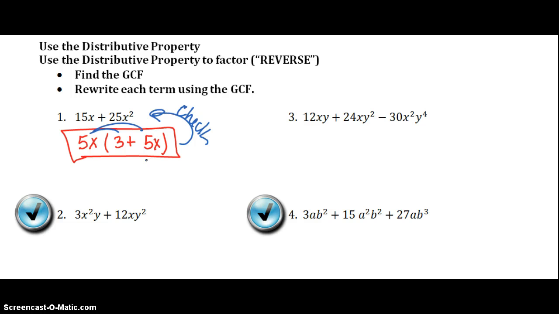In number 3, between all three of these, 12 doesn't go into 30, but it does go into 24. 4 goes into 12 and 24, but 4 doesn't go into 30.